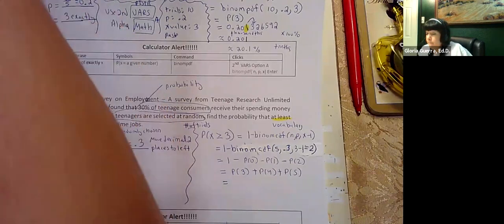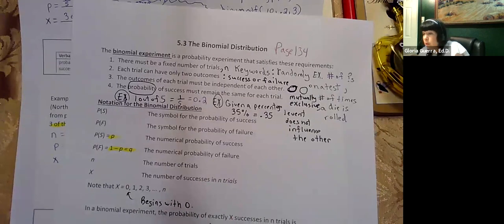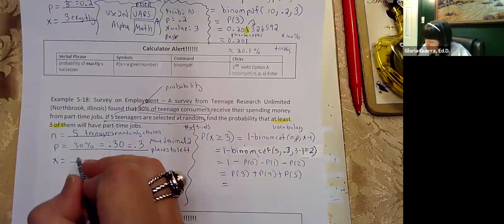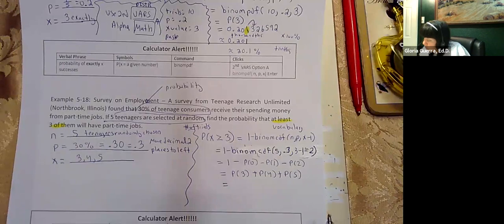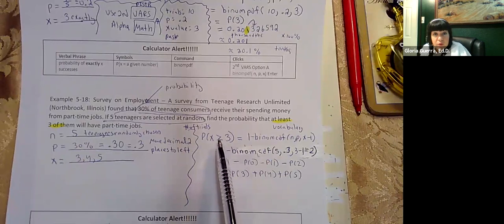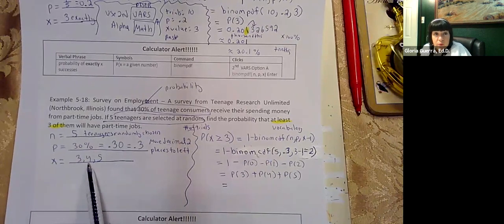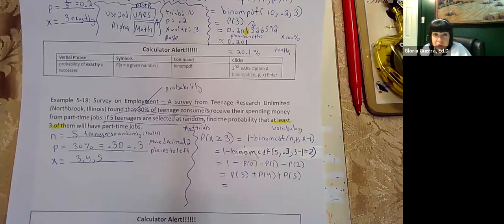The X's are the number of successes in your n trials. So this is going to be 3, comma 4, comma 5. And also because it did say greater than or equal to 3, you see it starts with 3, 4, and 5. And it stops at 5 because there were 5 trials, 5 teenagers, 5 trials.